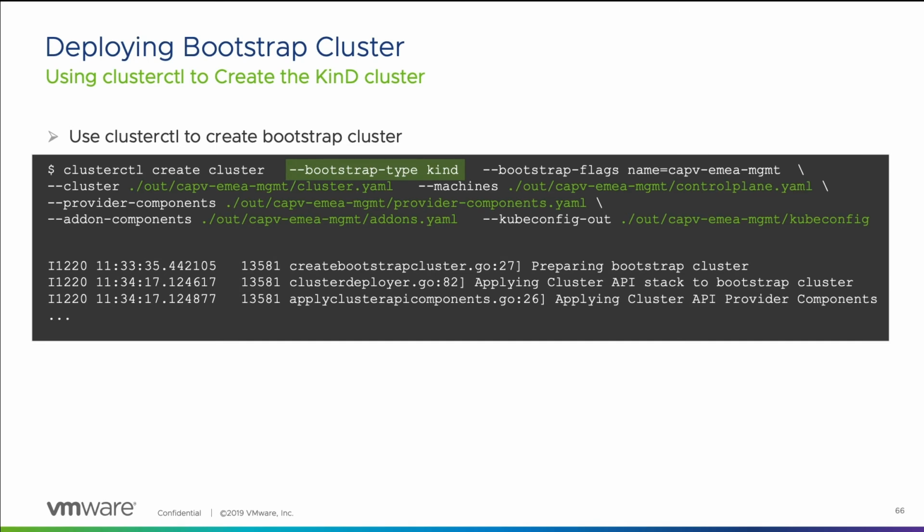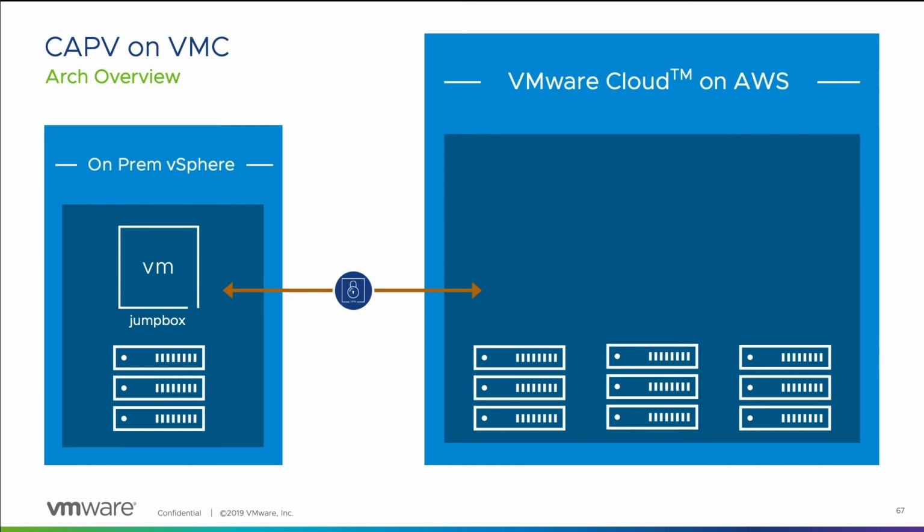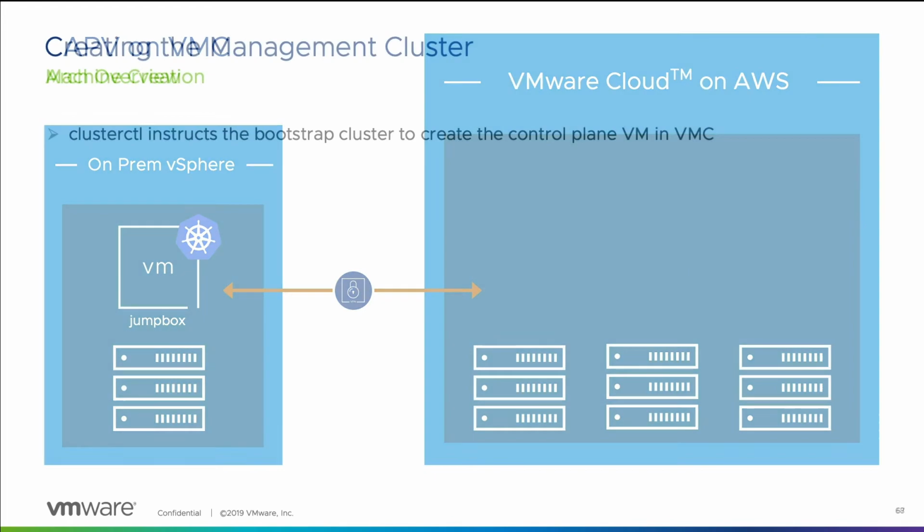We look at the output from the command. We're preparing the Bootstrap cluster, applying the Cluster API stack to the cluster, and then applying the provider component. So all that vSphere specific information we're applying as well. If we look at our diagram, now we have a Kubernetes cluster, the Bootstrap cluster, instantiated on our jump box. So now we're ready. clusterctl is ready to move on to the next step.